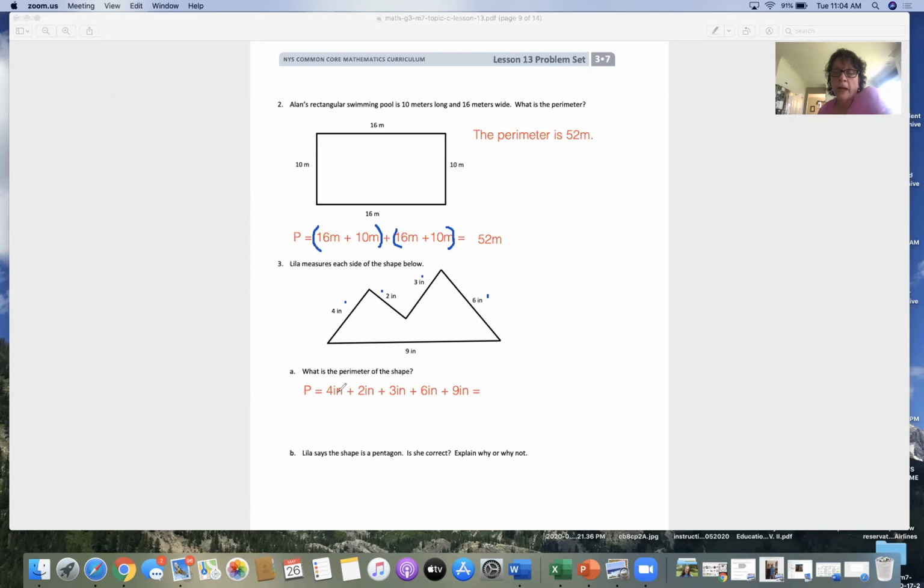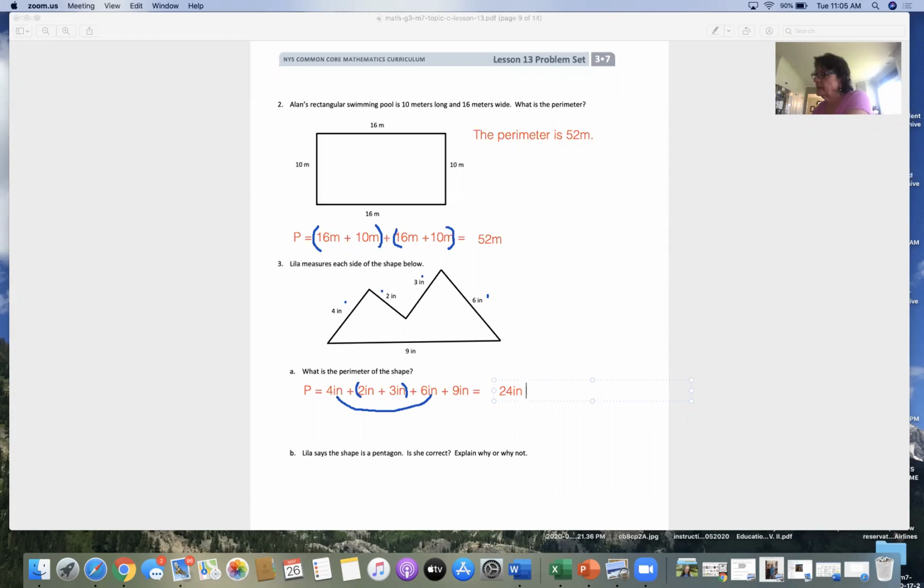All right, when I look at these numbers, I'm going to put my 4 and 6 together because they make a nice friendly number of 10. All right, and then I'll add the 2 and 3 and get 5. So now I've got 10 and 5 is 15. And then I have to add 9 more. So 15 plus 9 gives me 24. So the perimeter is 24 inches.